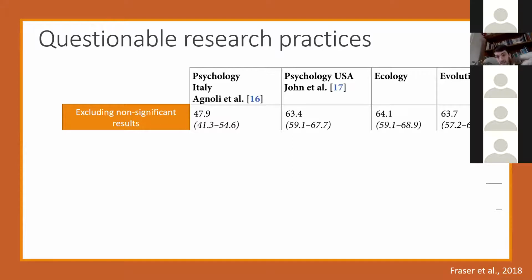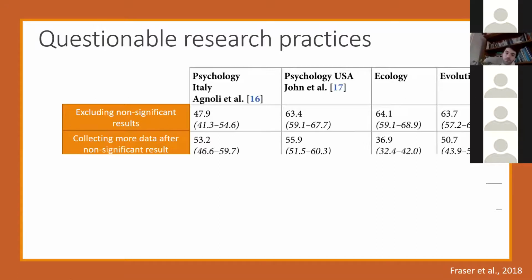And you can see here, there's the results from 3 different studies. So 2 studies of psychologists from Italy and the United States, and then a study by Farrar et al. on ecology researchers and evolution researchers. One of the questions they asked was, how often do you exclude non-significant results? How often don't you publish things that don't come out significant? And this is how many people have reported they've done this at least once. And you can see 50%, 60%.